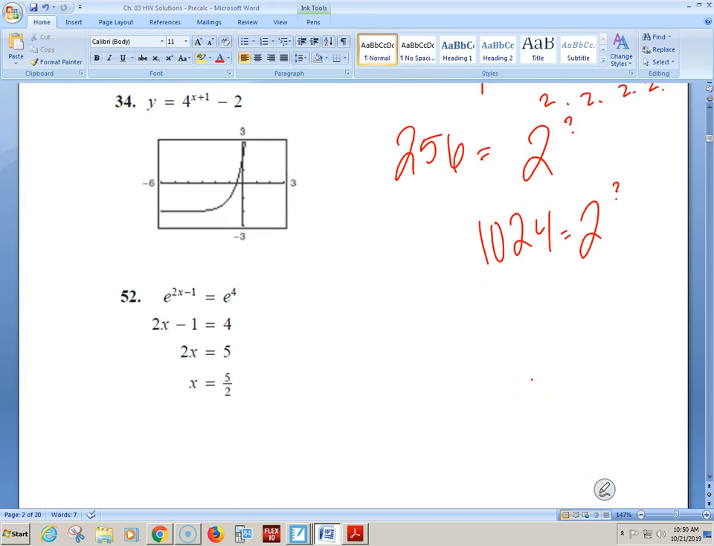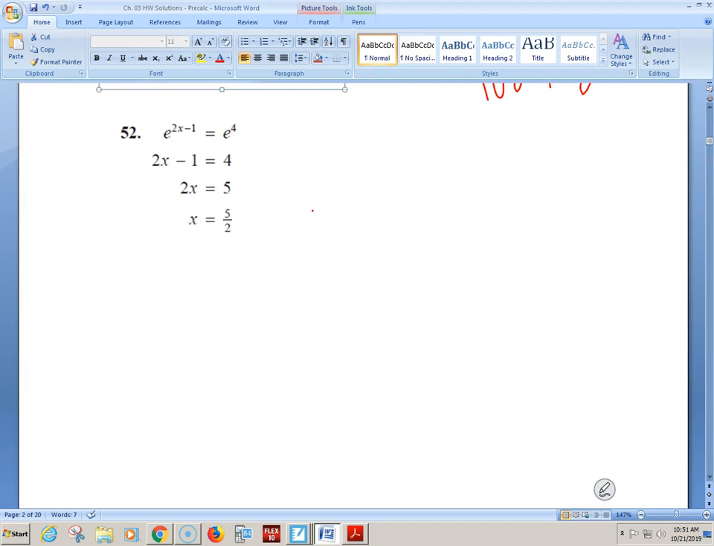Number 34, you were supposed to graph. He was supposed to shift down and left, and you guys should have brought the horizontal asymptote along with it if you were doing it by hand. Number 52, the ease, no stress, solve, 5 times. Anything else?